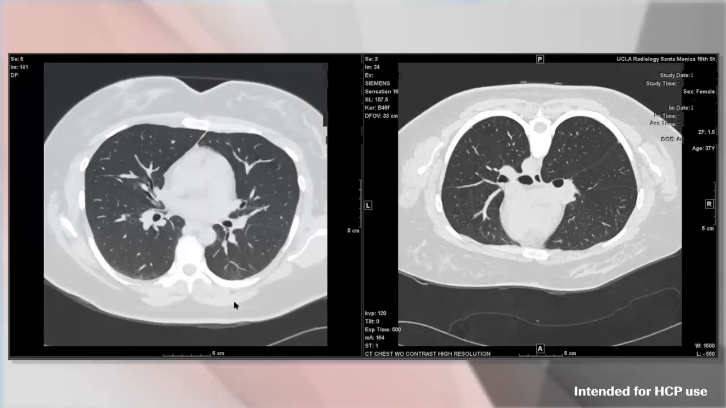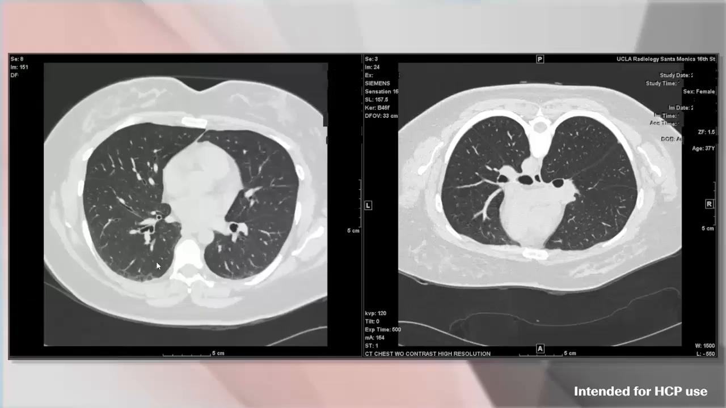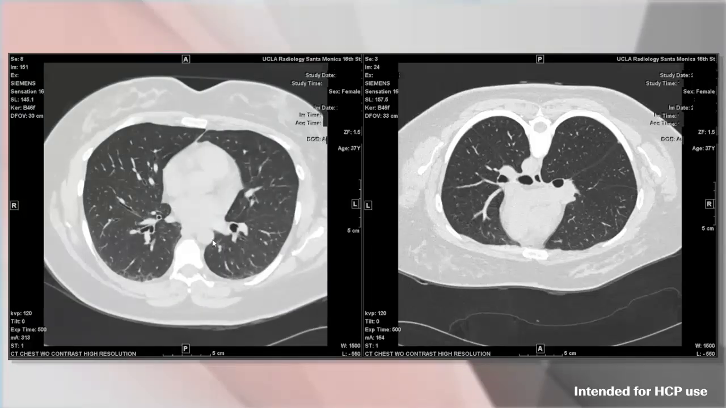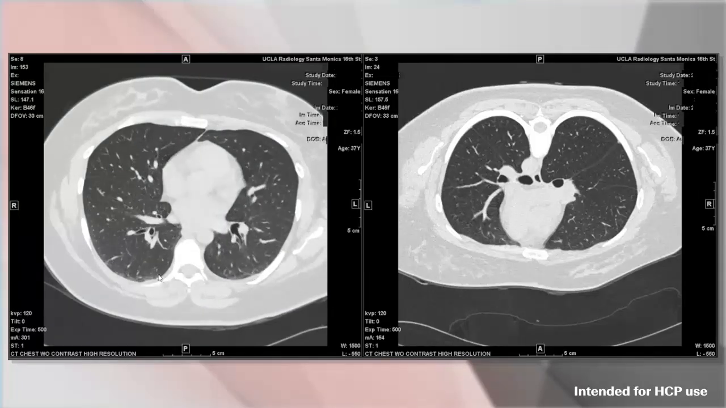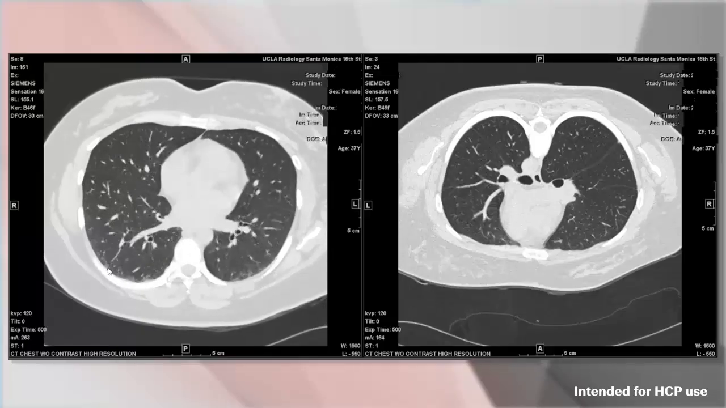And as we go more inferiorly, so now we're clearly within both lower lobes here, we can see that this abnormality looks more obvious. And we can see, again, a lot of grayness. We see that the pleural parenchymal interface is somewhat distorted.